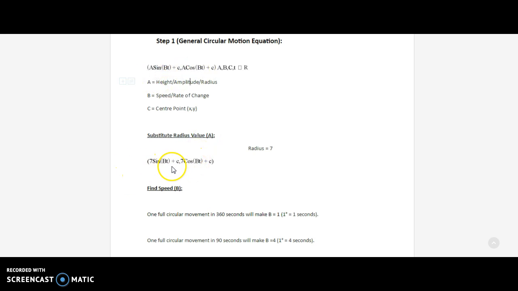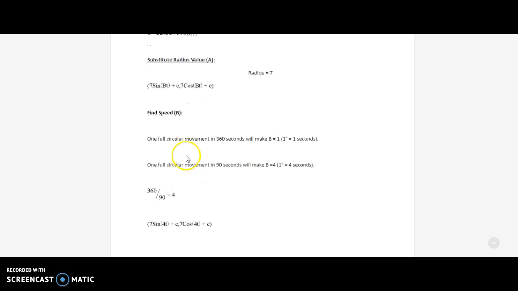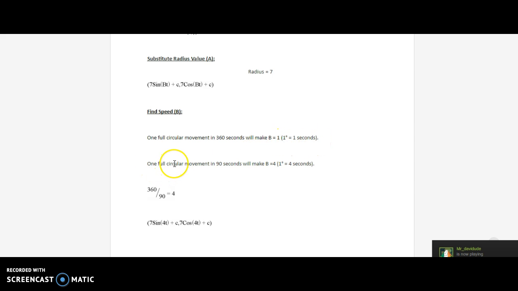So we have 7 sine BT plus C, 7 cos BT plus C. Now we have to find the speed. One full circular movement in 360 seconds will make B equals 1. 1 degree takes 1 second. One circle movement in 90 seconds will make B equals 4, which is 1 degree every 4 seconds.